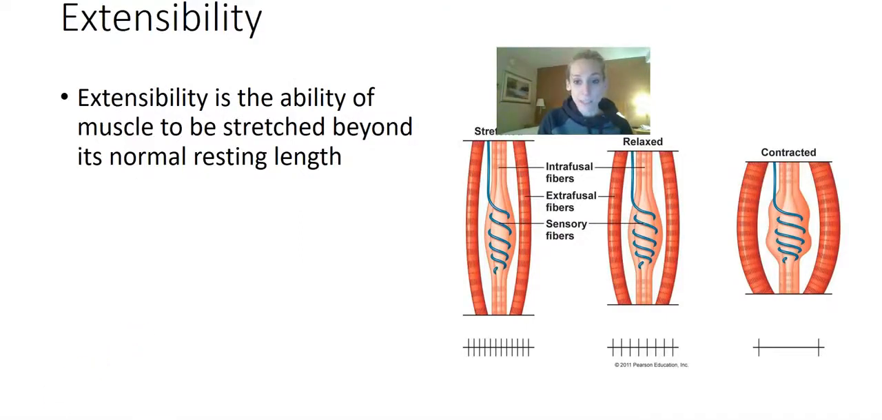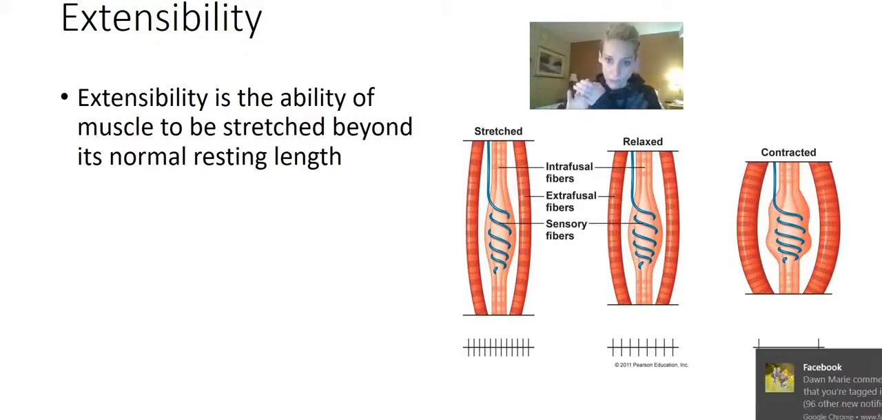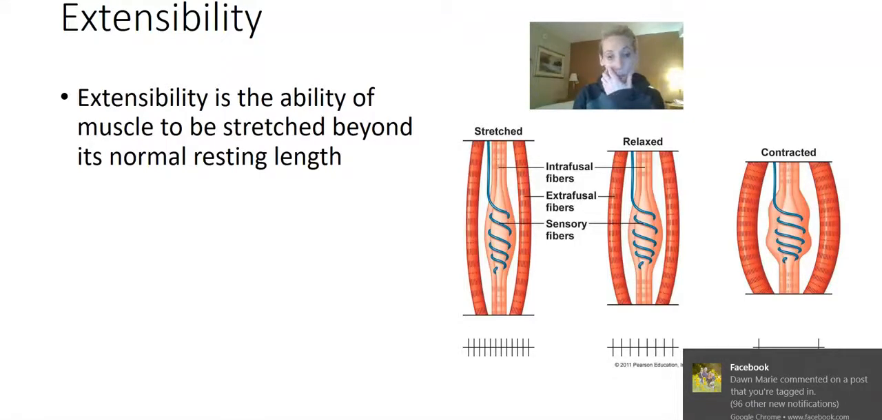Okay, extensibility. This is the muscle's ability to be stretched beyond its normal length. Not way, way beyond its normal length, right? It's just able to stretch beyond just a relaxing stance. So if you think about your hand, your hand is relaxing right here, but you can push it up and you can extend those muscles, right? So that is the property of extensibility.